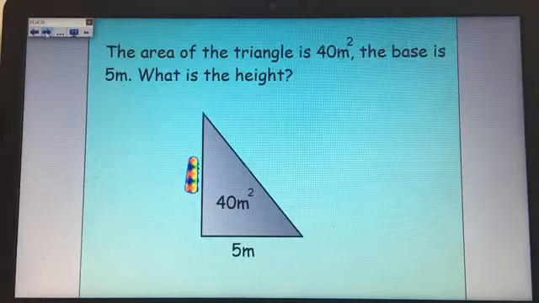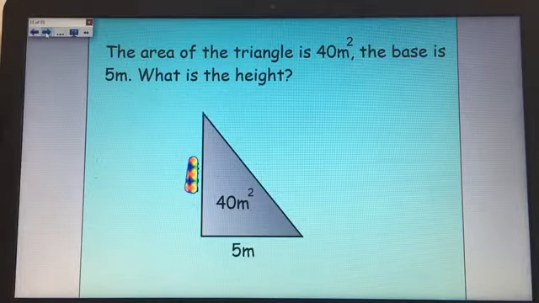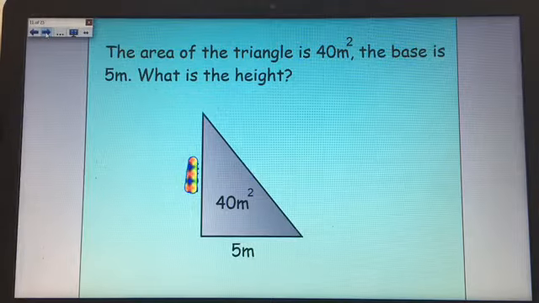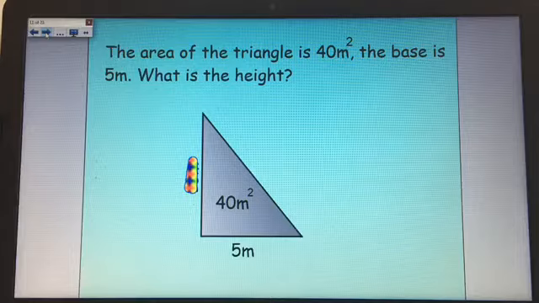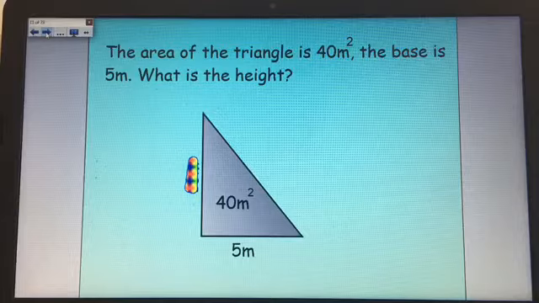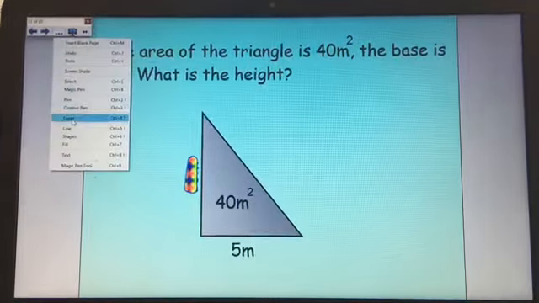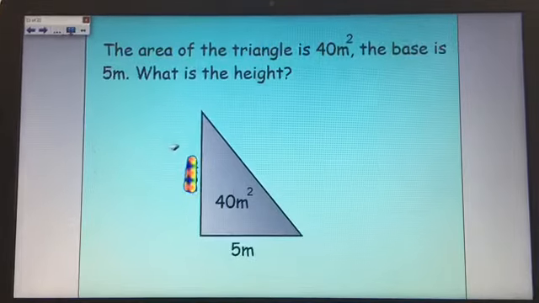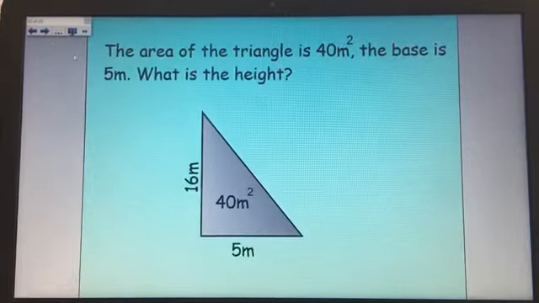Okay, so the area of this triangle is 14 meters squared. The base is 5 meters. What is the height? So we know to find the area of a triangle, you have to multiply the base times the height and then half it. So 40 is half of 80. So you need to think, what do you have to multiply 5 by to get to 80? And hopefully you've worked out you have to multiply it by 16. So the answer is 16 meters.